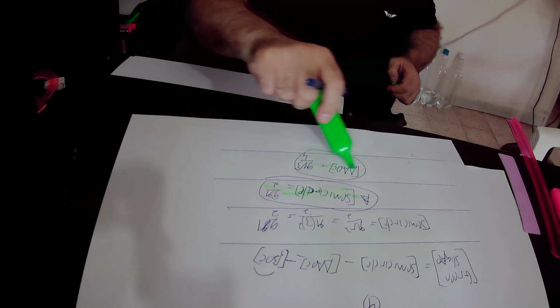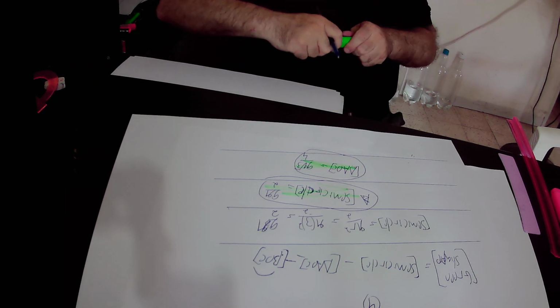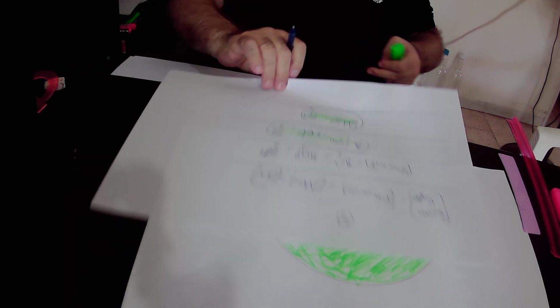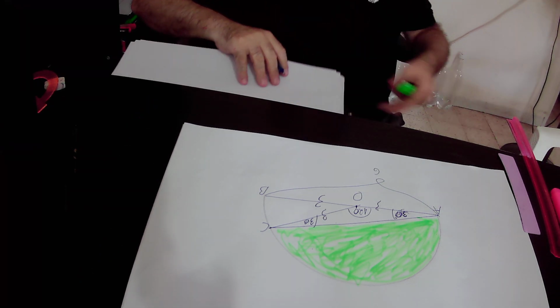The only thing that is left to do in order to find out the area of the green shape is to find out the area of sector BOC. The area of the sector BOC. Okay.